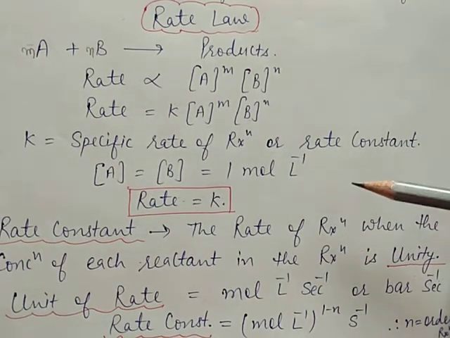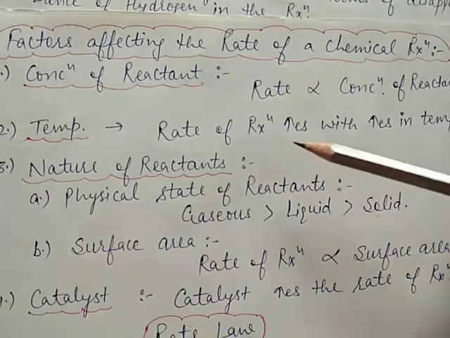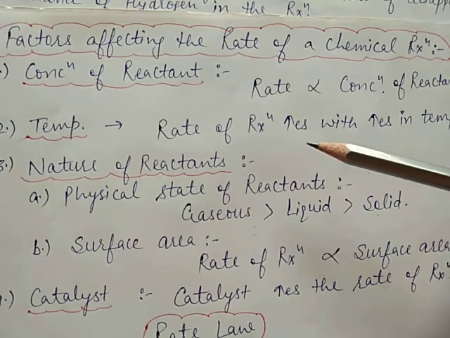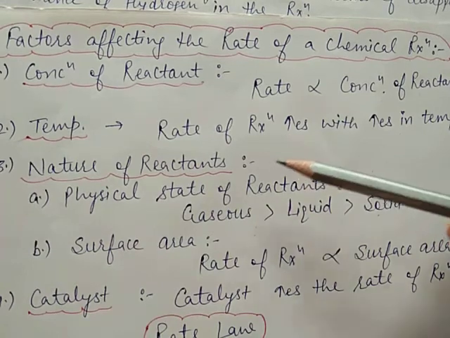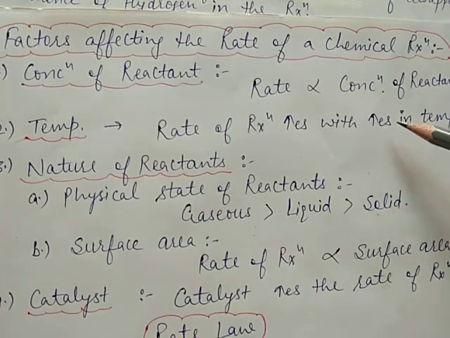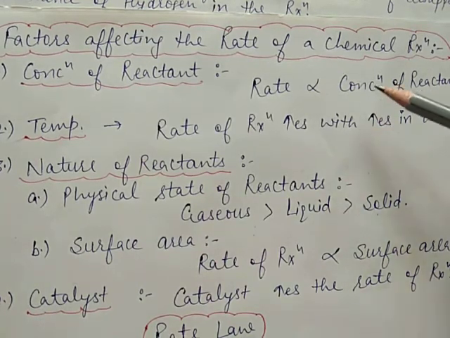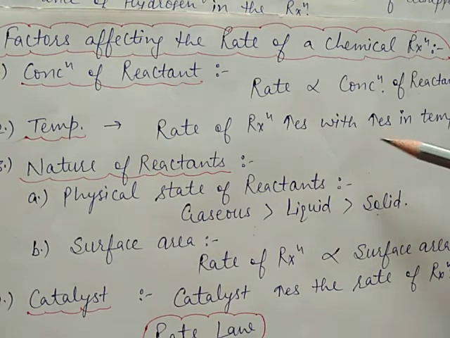Now one question arises from the temperature factor. The question is: why does the rate of reaction increase with the increase in temperature? Because as the temperature increases, a large fraction of colliding particles can cross the energy barrier, and so the rate of reaction becomes fast as the temperature increases.